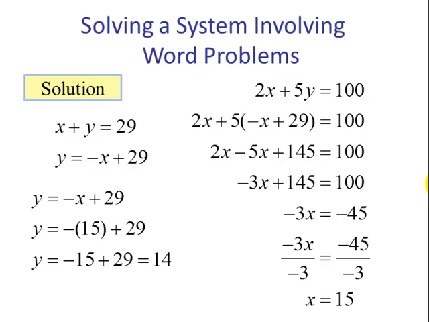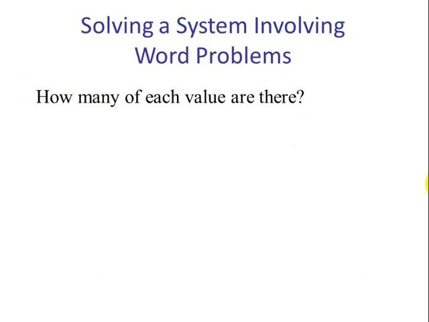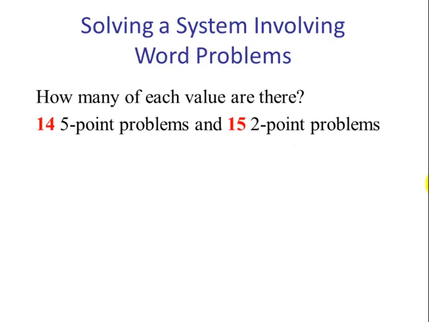So answering the question in terms of the problem, we would say there are 14 5-point problems, and that was y, and there are 15 2-point problems, and that was x. So we want to be sure that when we answer the question, we put it back in terms of the problem. We don't want to just leave them as x and y.